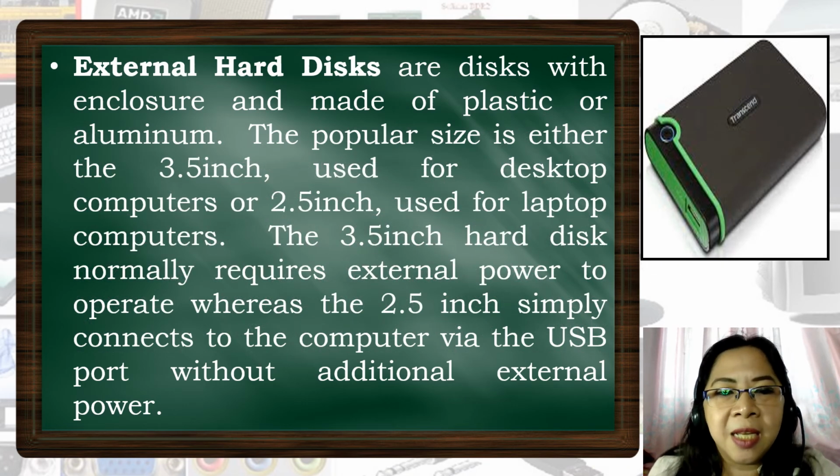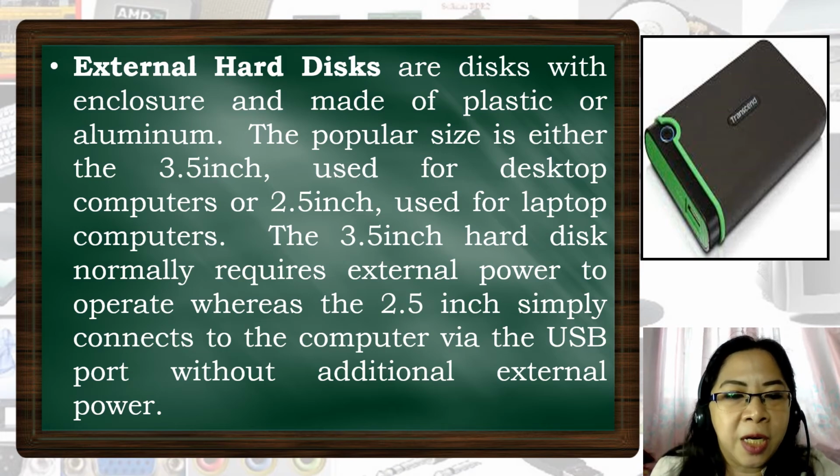External hard disks are disks with an enclosure made of plastic or aluminum. The popular size is either the 3.5-inch used for desktop computers or the 2.5-inch used for laptop computers. The 3.5-inch hard disk normally requires external power to operate, whereas the 2.5-inch simply connects to the computer via the USB port without additional external power.